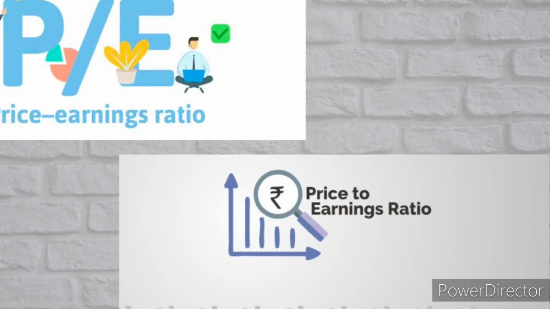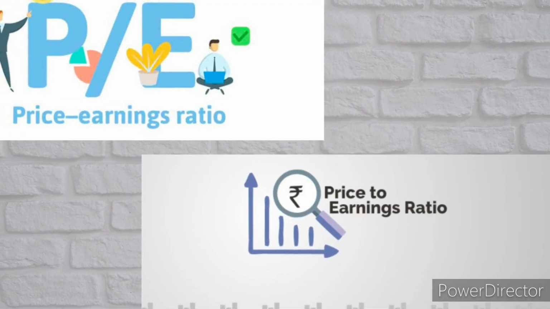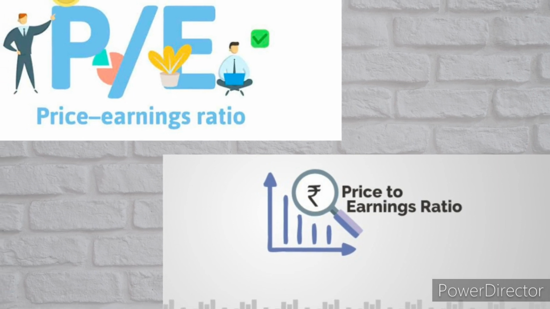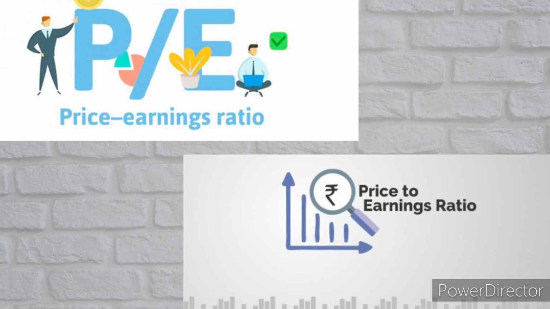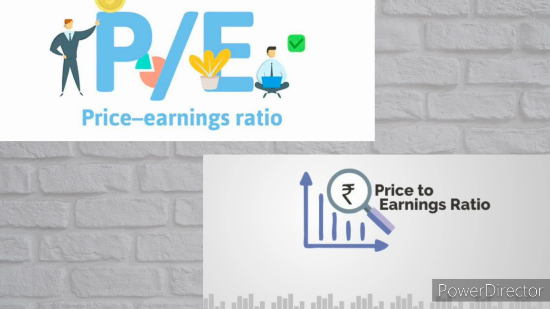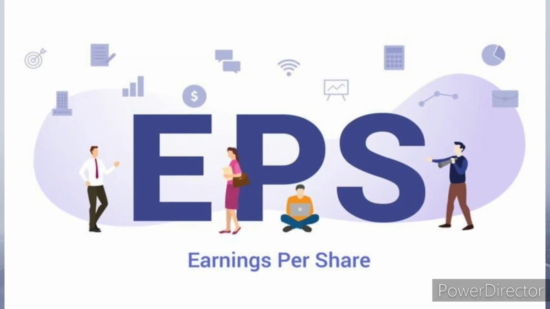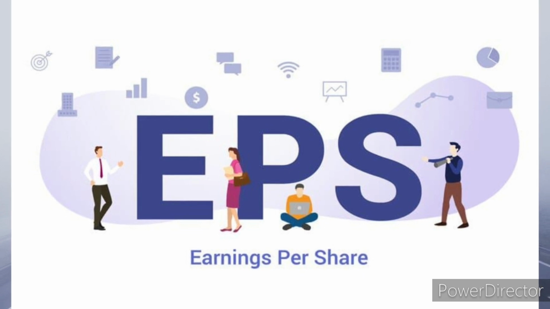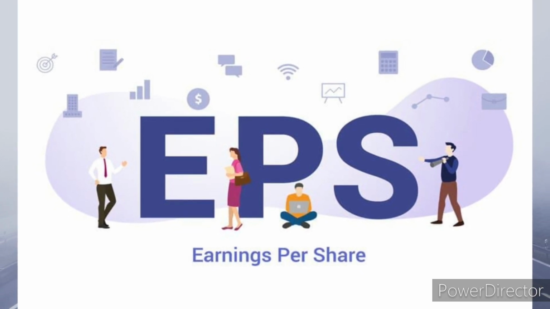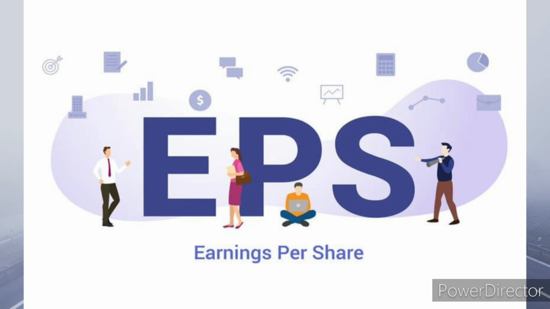In today's video, we are going to cover two such ratios which are widely used by the investors. One is PE ratio, that is called the price to earning ratio, and the second one is the EPS, that is earning per share. I have taken both of these together because both are connected in a way that in order to calculate the PE of any stock, you need the value of EPS, that is earning per share.